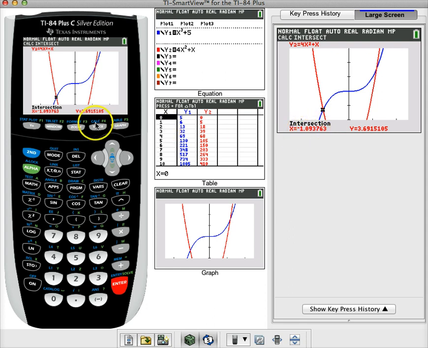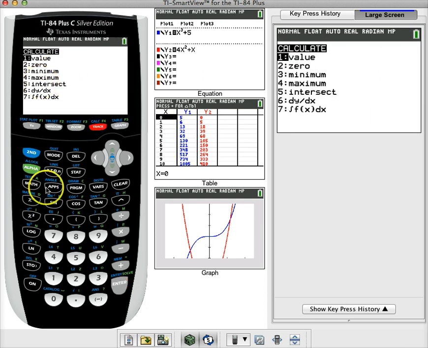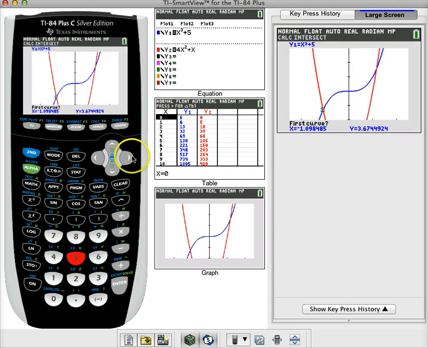Now to get the second one, I hit second trace again, and 5 for the intersect, and scoot over to the second zero. This is a cubic, so at most there are going to be three zeros, and I can see two of them, but I think something is happening with the third zero. I hit on the first curve, then the second curve, about there, and now a guess. So the second solution is x equals 1.16.